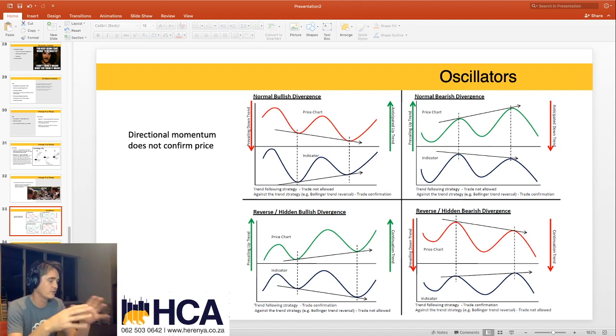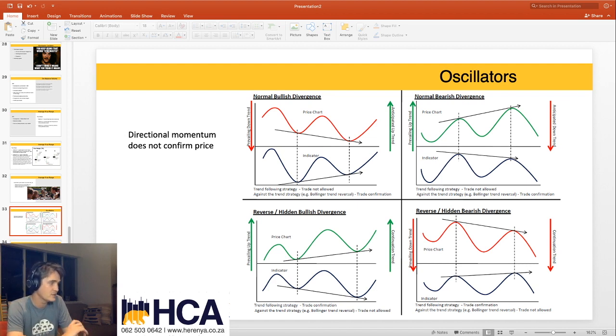So there are 4 different types of divergence: normal divergence, both bullish and bearish, and reverse and or hidden divergence, both bullish or bearish. I'll go through all of them very quickly. Normal bullish divergence is when the price is making lower lows, but the oscillator or the momentum indicator is making higher lows, right? Normal bearish divergence is when price is making higher highs, but your momentum-based indicator is making lower highs.